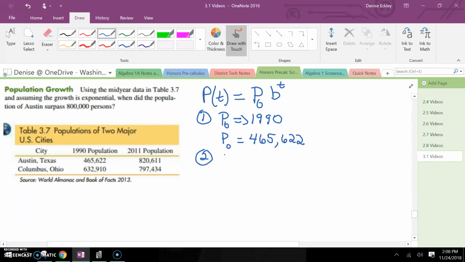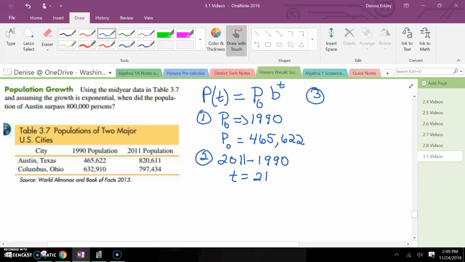The next thing we need to do is find out how many years have passed for our T value. So the year we're using is 2011, and we have to find the difference between that and our initial year, which is 1990. So that makes our T equal to 21 years.